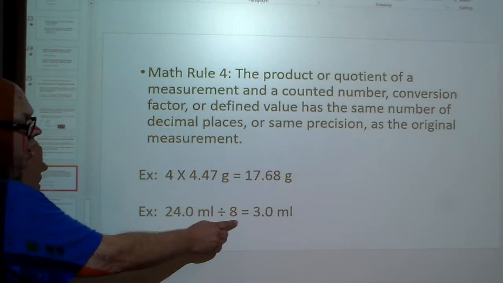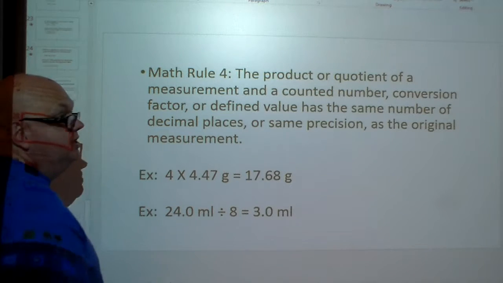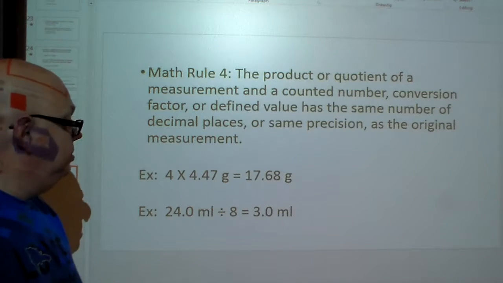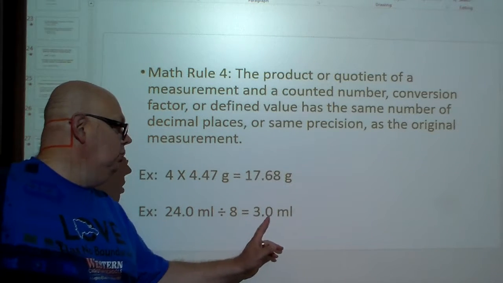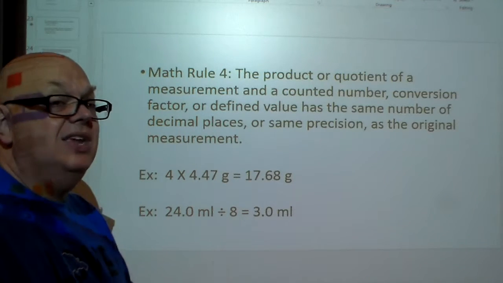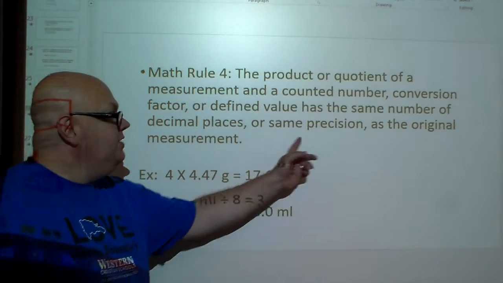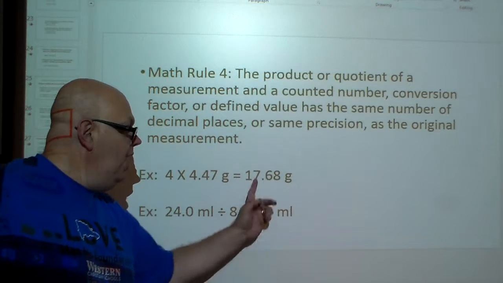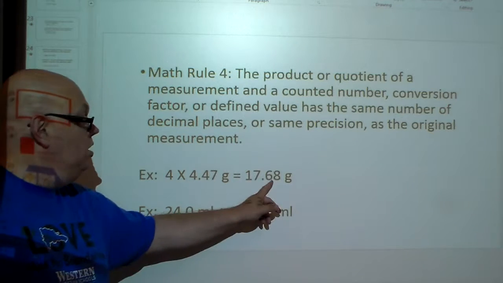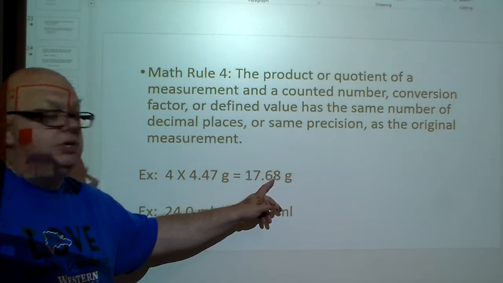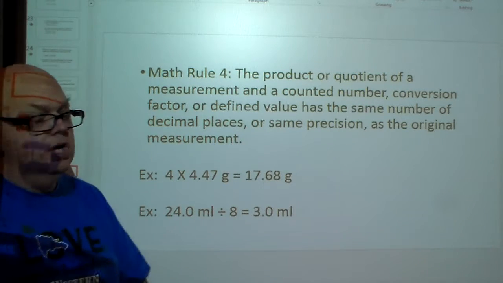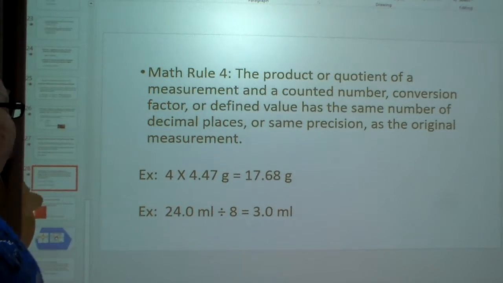milliliters. Now, notice we're not talking about how many significant digits here, because it's a division or multiplication problem. We have to look at how precise it is. In other words, how many decimal places are we looking at? That's what we're talking about, precision here. So here we have 2 decimal places, so our answer is going to have 2 decimal places. Here we have 1 decimal place, so for our precision, it's 1 decimal place, and that's it.